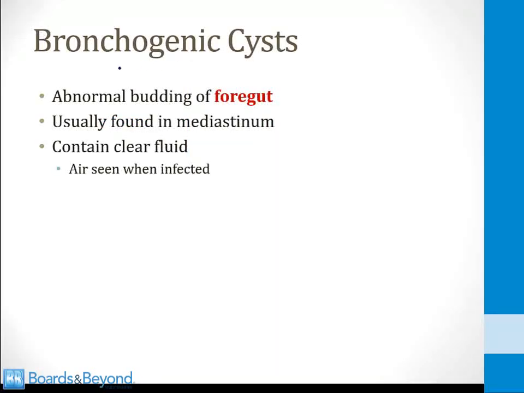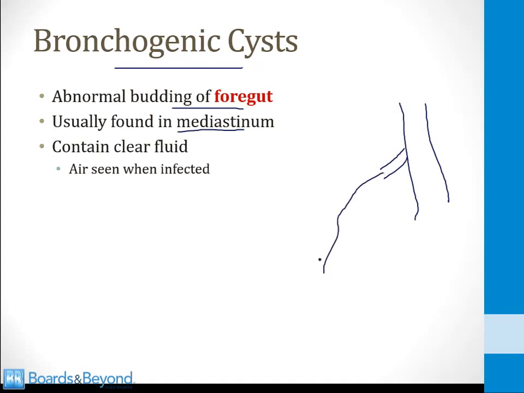Moving on, let's talk about bronchogenic cysts. This is a congenital anomaly that is caused by abnormal budding of the foregut, and they're usually found in the mediastinum. And this should make sense to you because, as I told you before, the foregut, which is the future esophagus, gives off the respiratory bud, which goes on to develop the lungs.